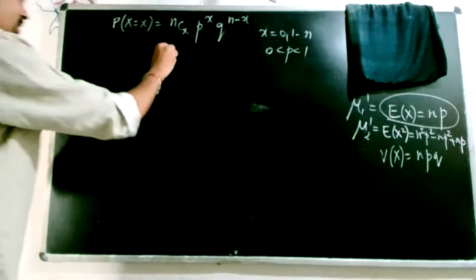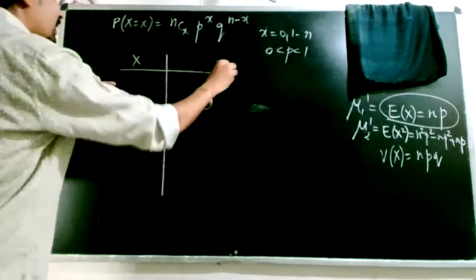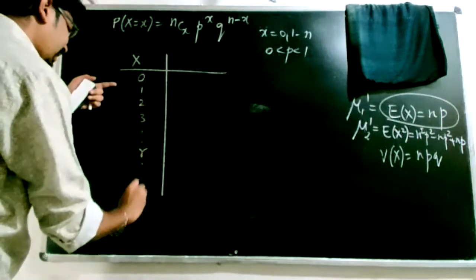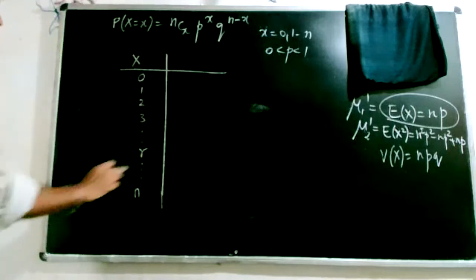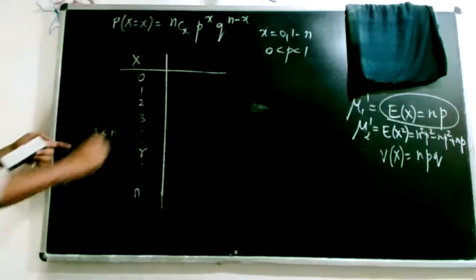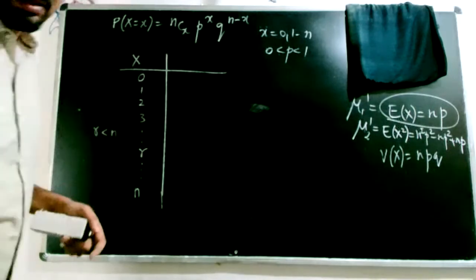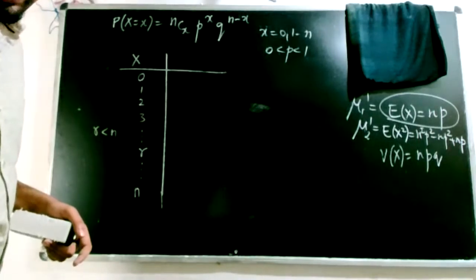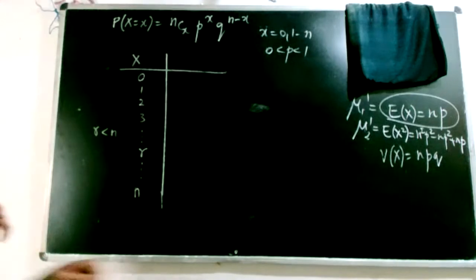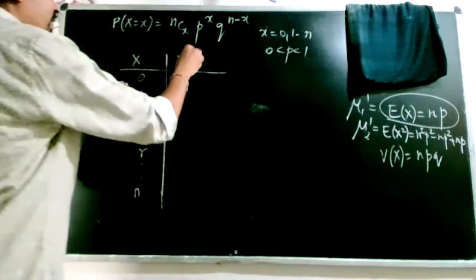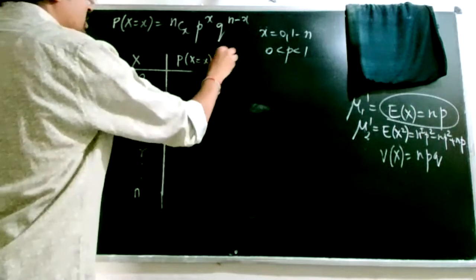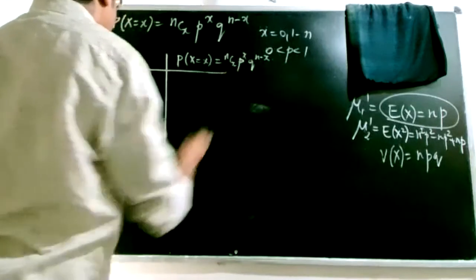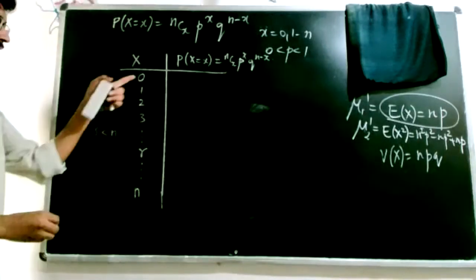Now if you look into the general situation, my x is taking the value 0, 1, 2, 3, etc., so let me say some r, and then n, where r is an integer. You can obtain the probabilities by substituting the values of x in the PMF. So you have P of x is equal to nCx p to the power of x q to the power of n minus x. I'm deriving this generally for values of x from 0 to n.